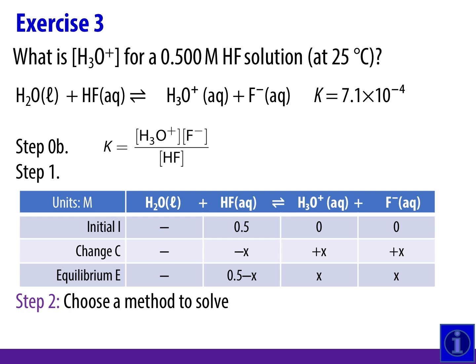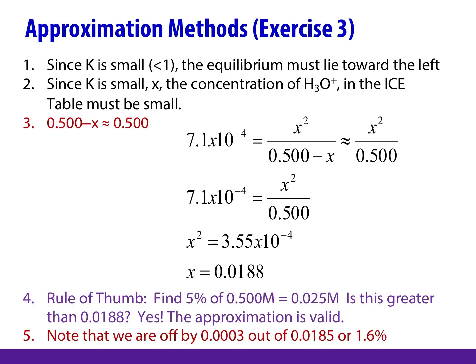Just as before, this is just showing those steps in case my by hand math was a little bit confusing to follow. Just those same steps. Again, 5% approximation, you should always be prepared to make that check, because if it's not valid, you have to choose another method to solve instead.